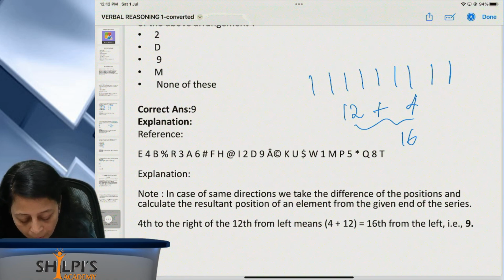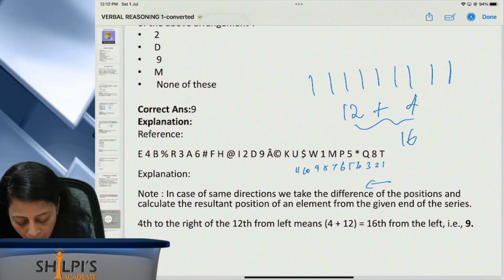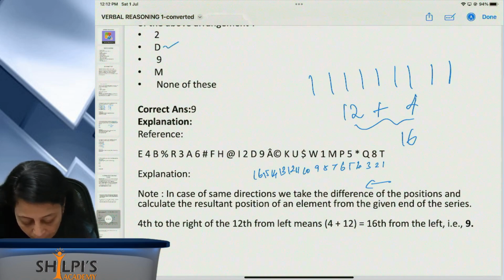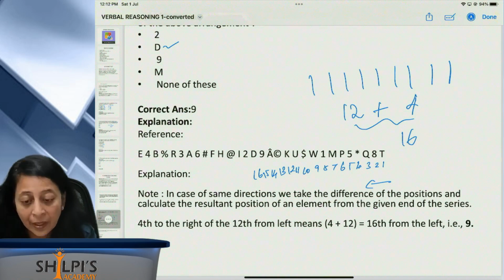Counting from the left: 1, 2, 3, 4, 5, 6, 7, 8, 9, 10, 11, 12, 13, 14, 15, 16. So the 16th from the left is D. I think it cannot be 9, it is D. The answer for this will be D.